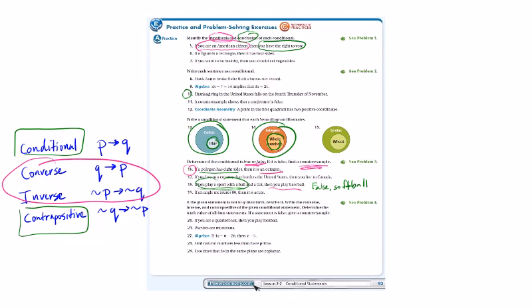If you look at number 24, two lines that lie in the same plane are coplanar. You could say if two lines lie in the same plane, then they're coplanar. That would be the original. The converse would be if two lines are coplanar, then they lie in the same plane. The inverse would be if two lines are not in the same plane, then they're not coplanar. And the contrapositive would be if two lines are not coplanar, then they are not in the same plane. Then you can evaluate the truth value of each of those.